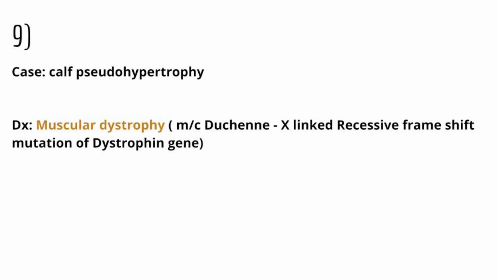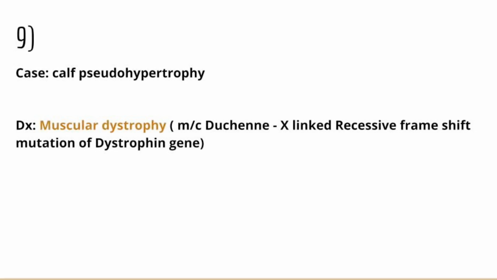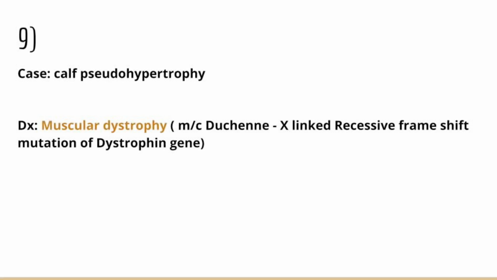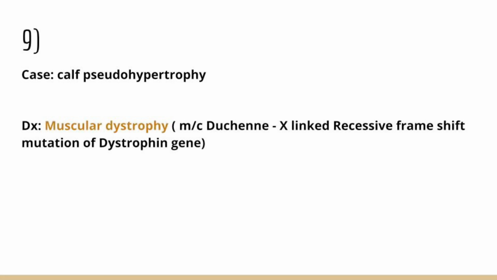And the ninth one, they have given only one, that is calf pseudohypertrophy. You can easily identify that calf pseudohypertrophy is most commonly due to muscular dystrophies, and in that also it is most commonly due to Duchenne muscular dystrophy than Becker's. Duchenne muscular dystrophy is an X-linked recessive disorder. It is most commonly due to frameshift mutation of dystrophin gene.